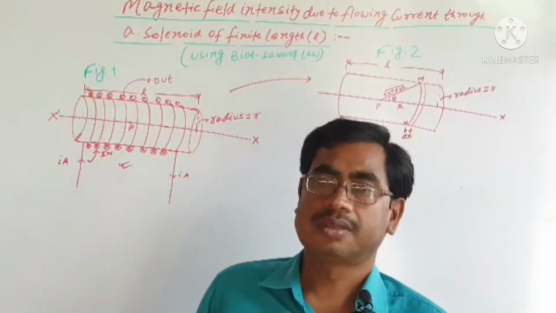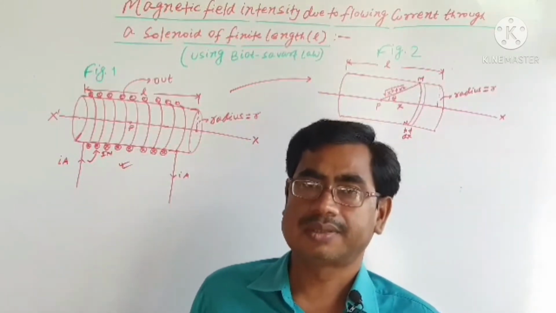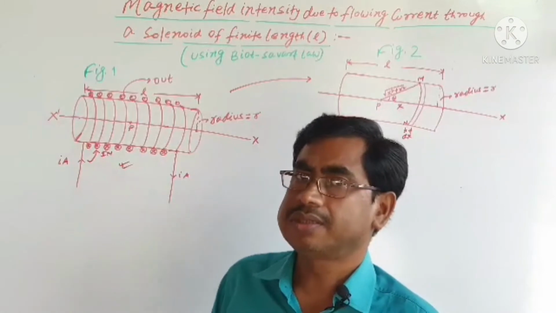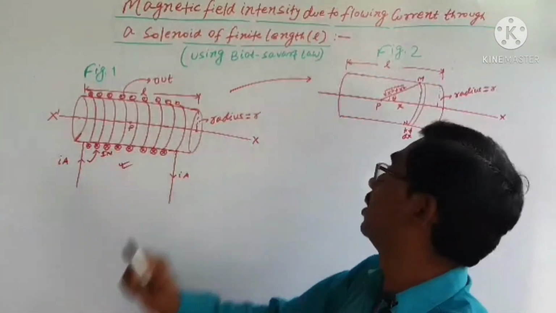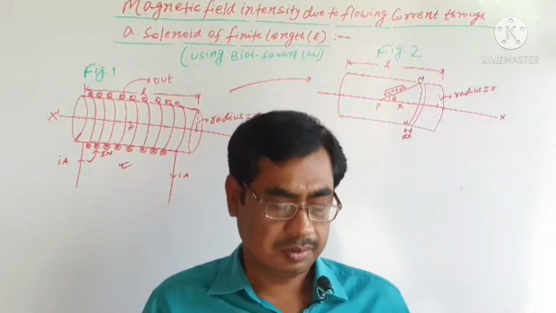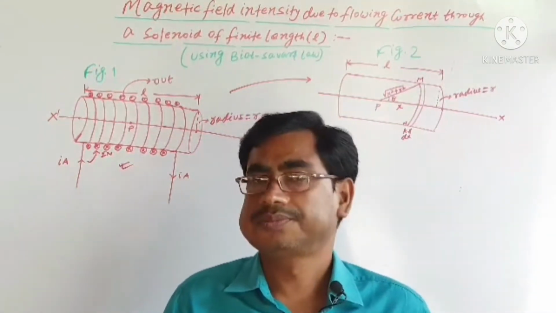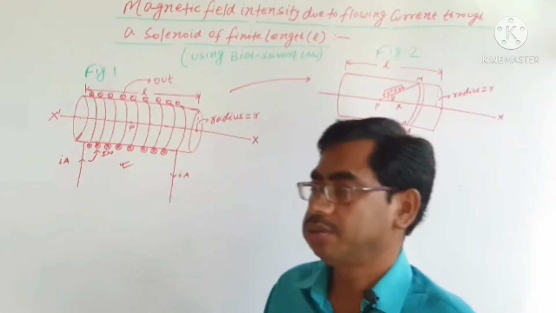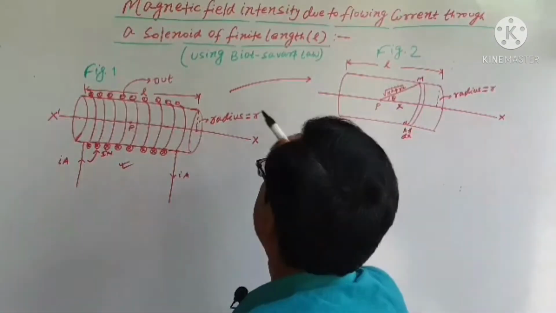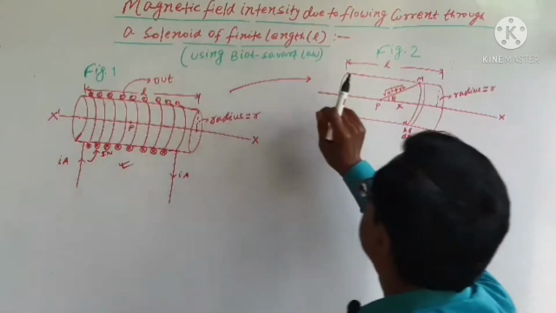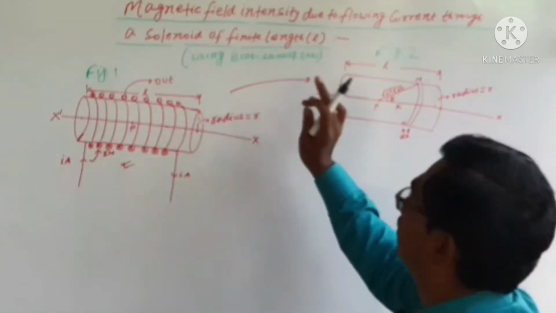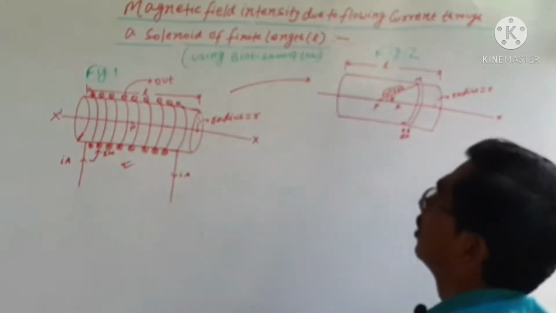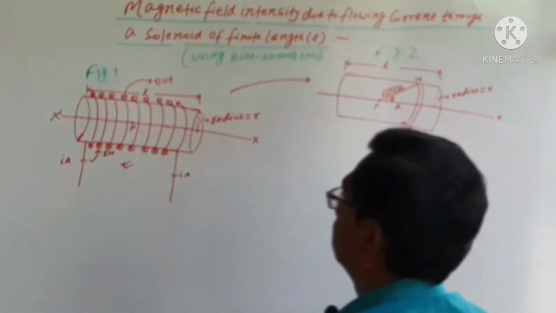Hello students, today's discussion topic is magnetic field intensity through a solenoid by passing electric current I, using Biot-Savart law. Okay. So, let us continue it. Magnetic field intensity due to flowing current through a solenoid of finite length L using Biot-Savart law.